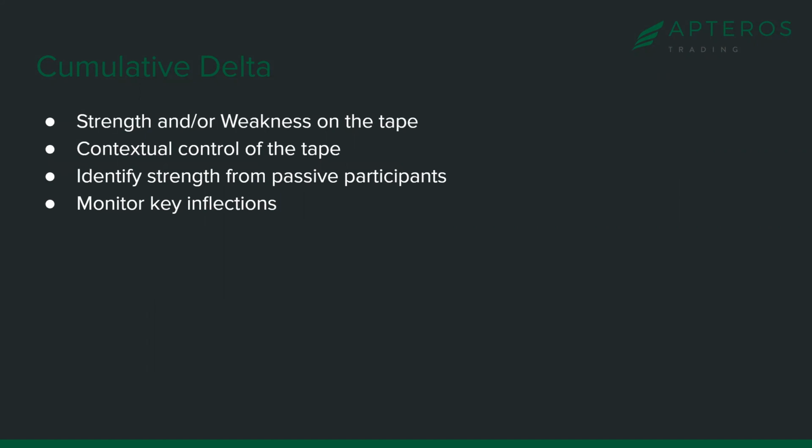Identify strength or weakness. Identify contextual control and where that shifts. Identify dominant passive participants, and monitor along the way for these key inflections. That's how I use delta.